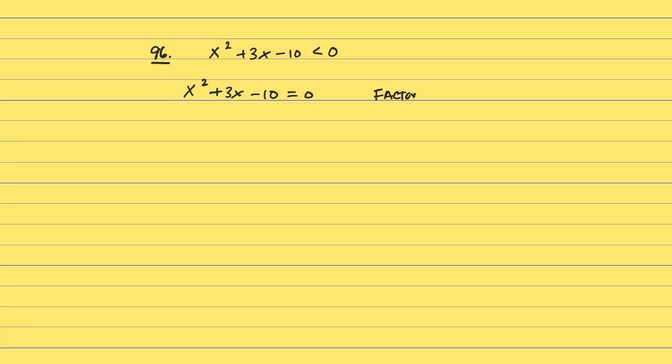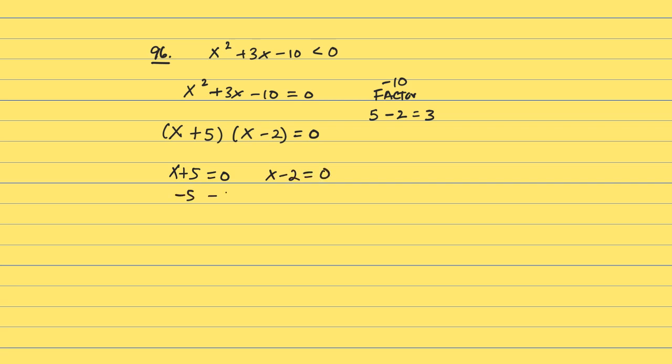We're going to find the factors of negative 10, and you notice that it will have to be 5 times negative 2. 5 times negative 2 gives you negative 10, and it also gives you 3, which we have there. So the factors are x plus 5 times x minus 2 is equal to 0. So I have x plus 5 is equal to 0, and x minus 2 is equal to 0.